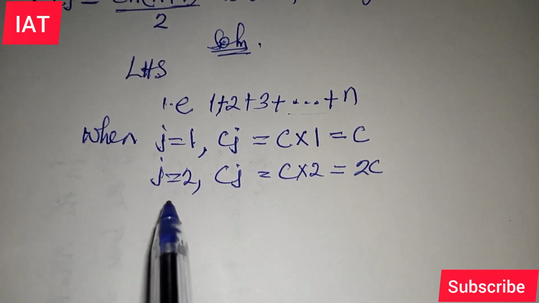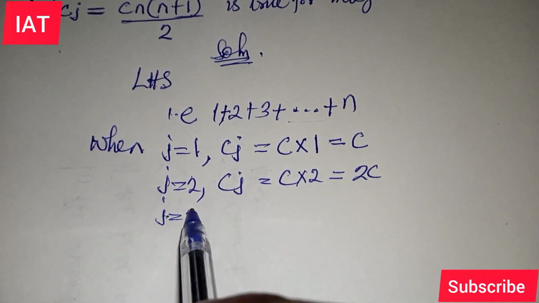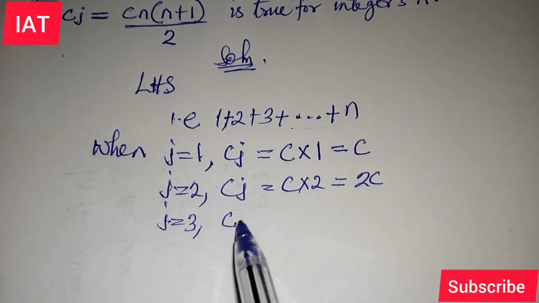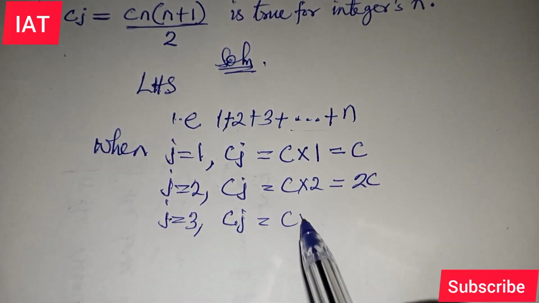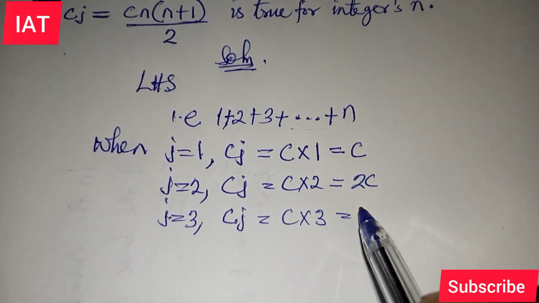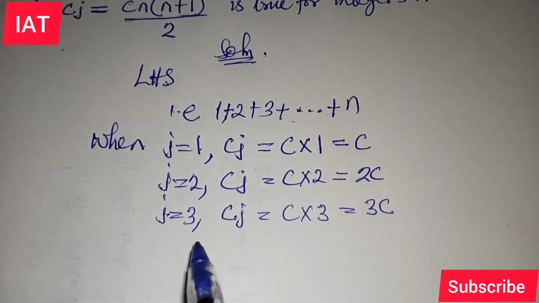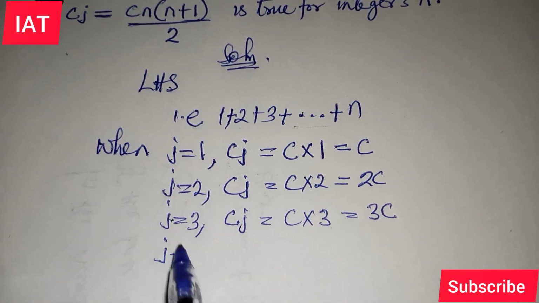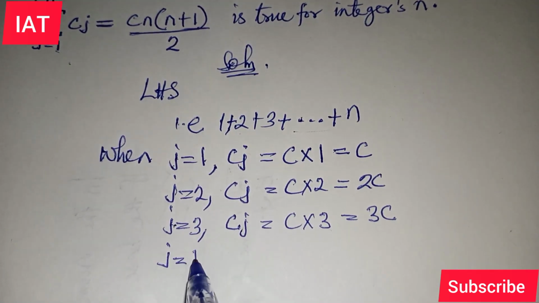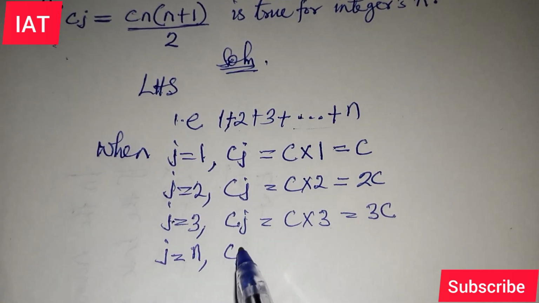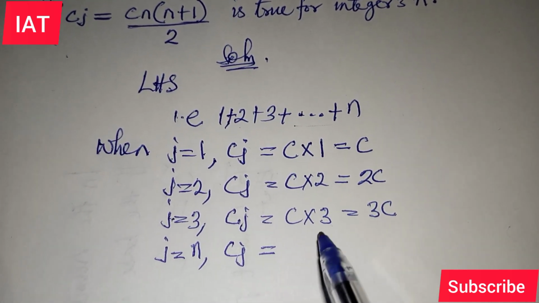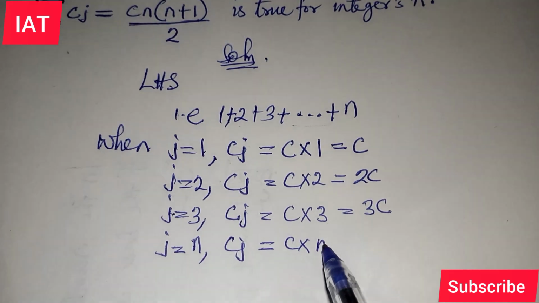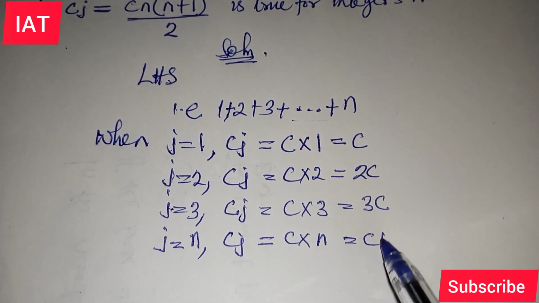And then we need to check also for when j is equal to 3. We have cj equal to c times 3, and this will give 3c. We can also check for when j is up to n, or is equal to n, then we have cj equal to c times n, and this will give us cn.